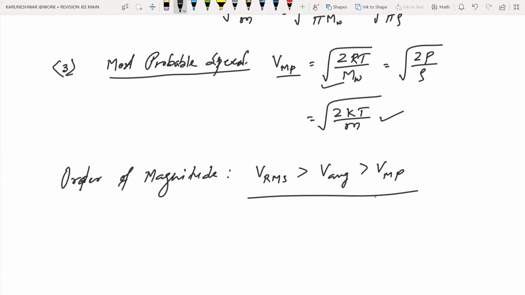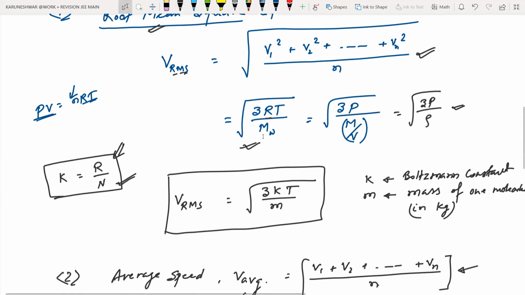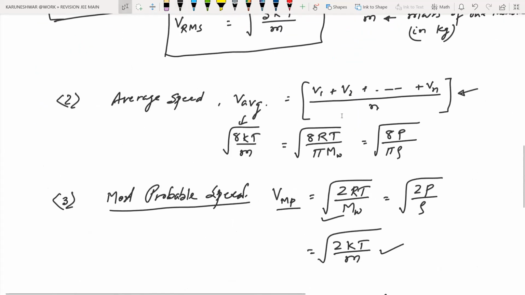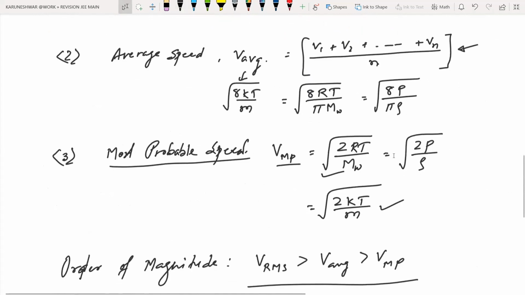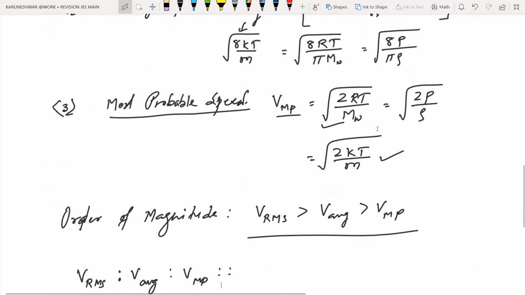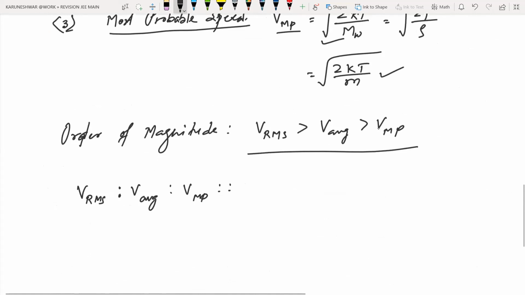If you want to write the ratio, it is V RMS to V average to V most probable. What will be the ratio here? In all terms we have the common factor RT by M. In the average speed also it is RT by M, and in the most probable speed it is RT by M. So what is the remaining factor? The ratio is root 3, then root of 8 by pi, and then root 2.